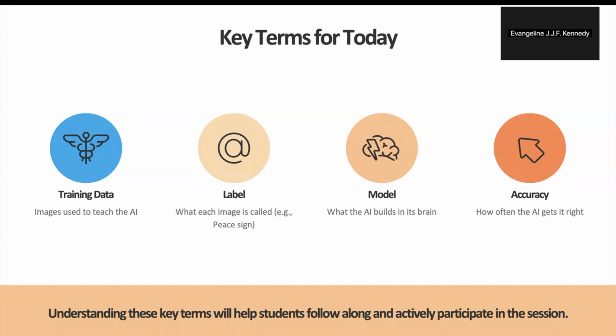Second, label. The label tells the AI what the image is. Without labels, the AI doesn't know what it's looking at. For example, if you have a folder of animal pictures, but you don't tell the AI which are cats and which are dogs, it can't learn the difference. Third, model. The model is the end product of training.